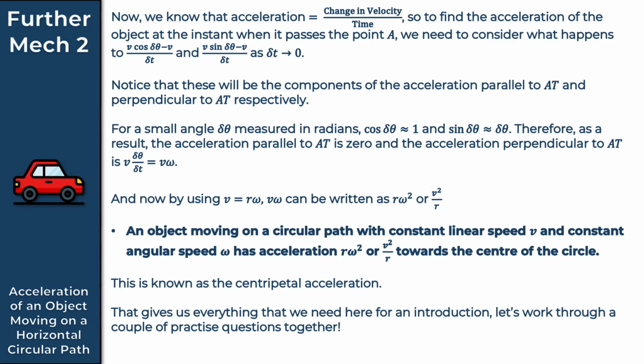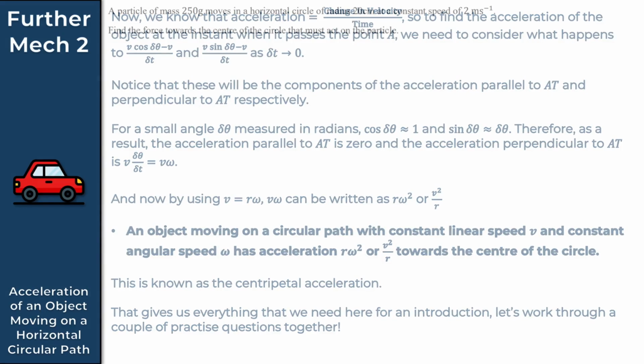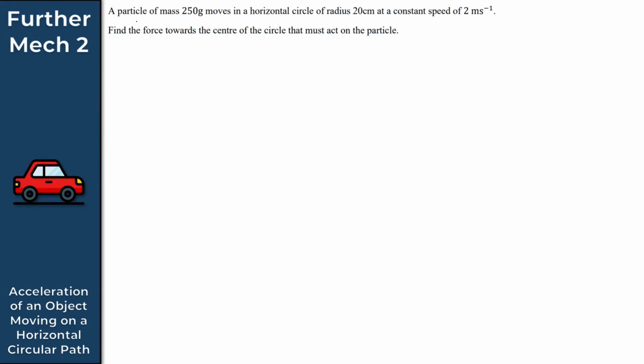So to finish with then, let's work through a couple of practice questions together. Let's get started with question 1 here. For question 1, we've got a particle of mass 250 grams that moves in a horizontal circle of radius 20 centimeters at a constant speed of 2 meters per second. For this question, all we want to do is find the force towards the center of the circle that must act on the particle.